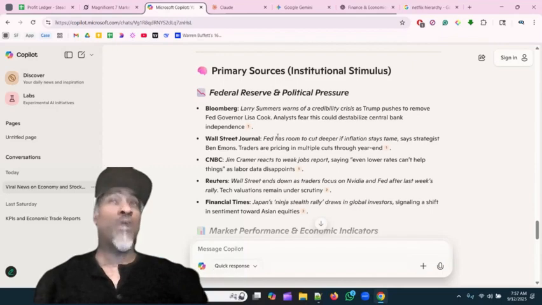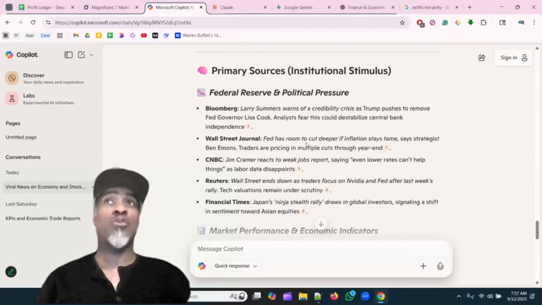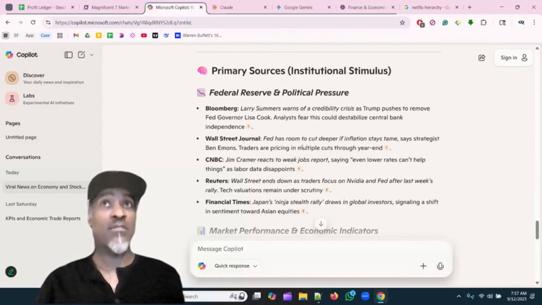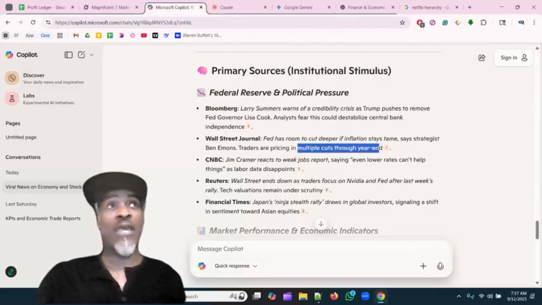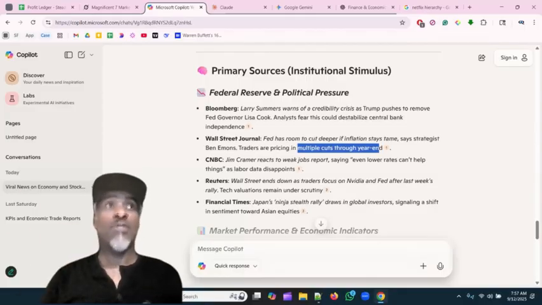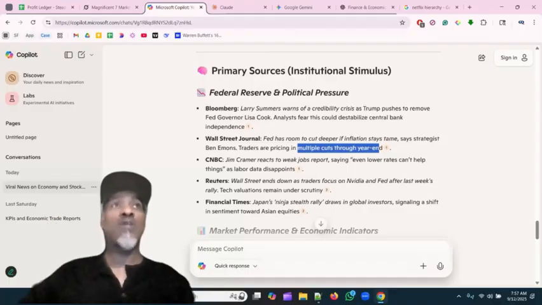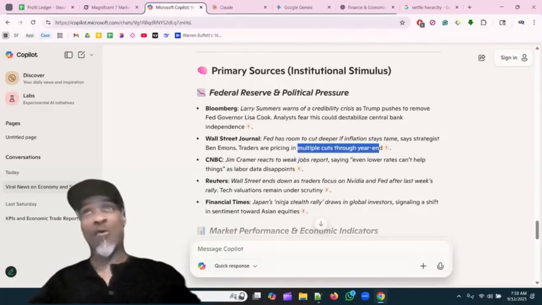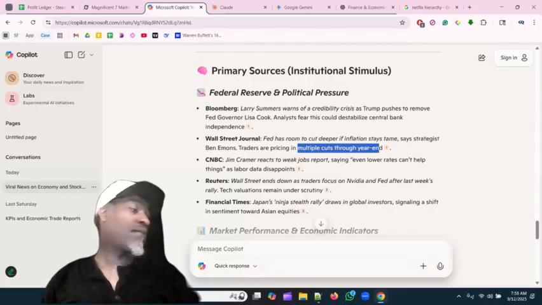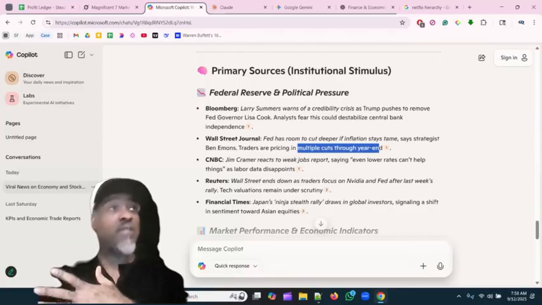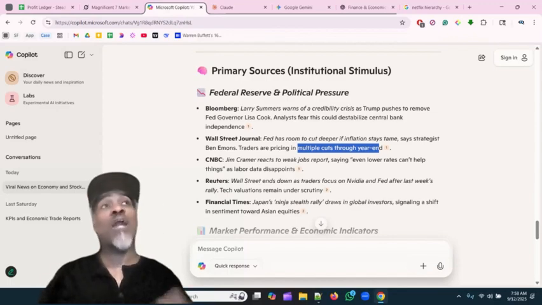Wall Street Journal: Fed has room to cut deeper if inflation stays tame, says strategist Imans. Traders are pricing in multiple cuts through year end. Multiple cuts by year end, which I already told you. Once we get that first rate cut on the 18th next week, we're probably going to get two more between September, October, November, December. And like I said, guys, that's just steamrolling a strong economy for next year. Now, I always give the caveat, because this administration is going to do certain things, which we just mentioned, that's going to try to undercut.